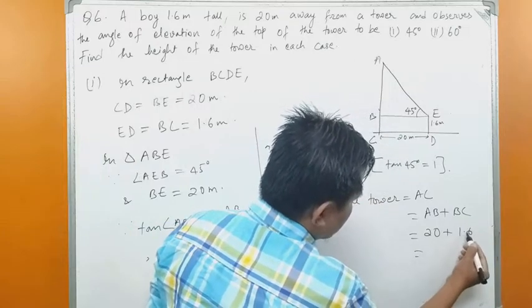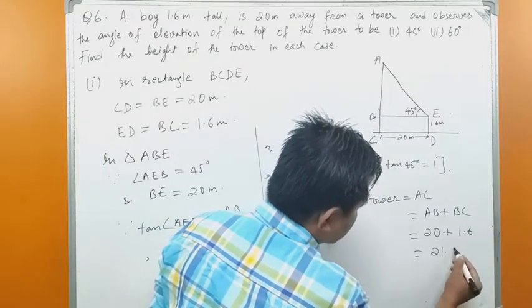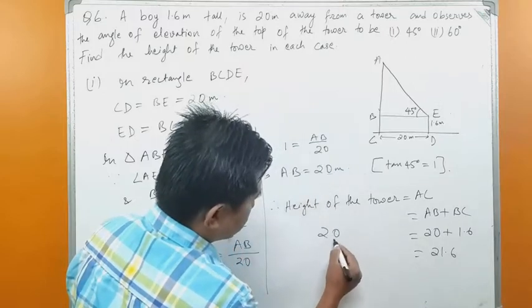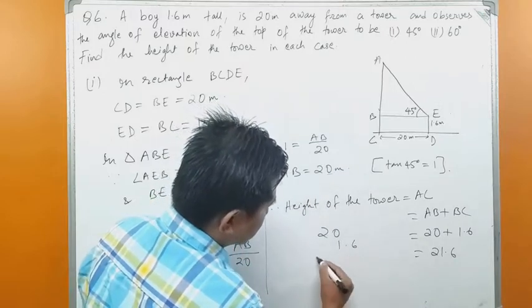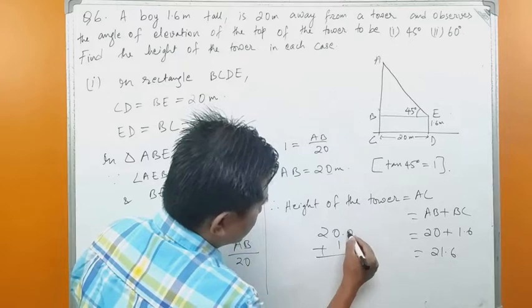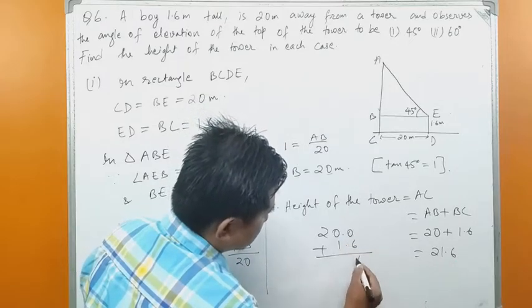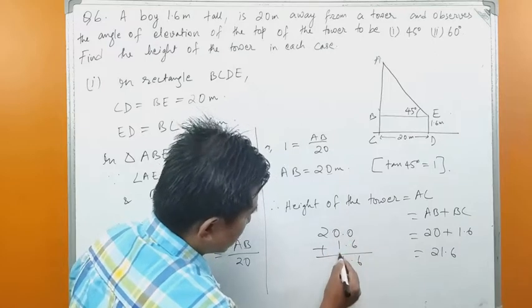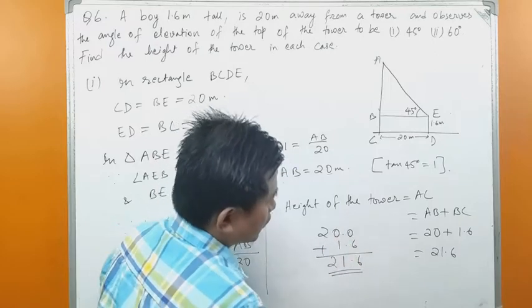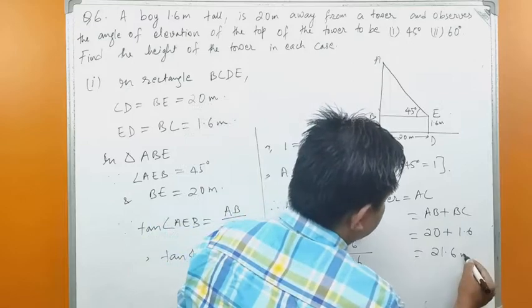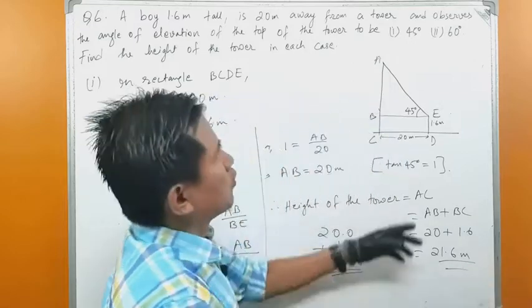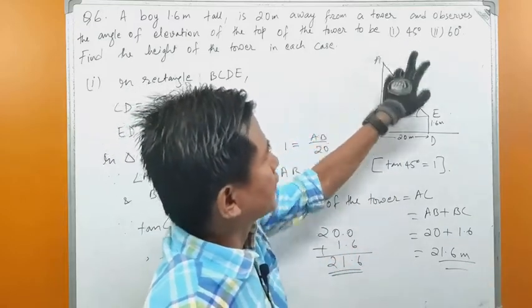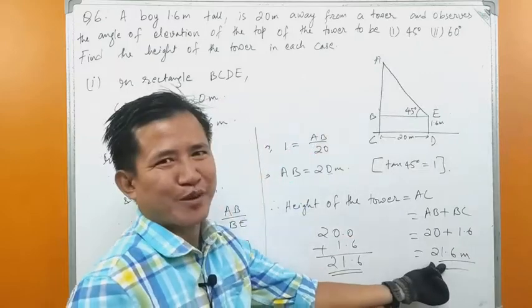So 20 plus 1.6 is 21.6. 6 plus 0 is 6. The decimal point we write as it is. 1 plus 0 is 1. This 2 comes down. So 21.6 meter. In the first case, when the angle of elevation is 45 degrees, the height of the tower is 21.6 meter.